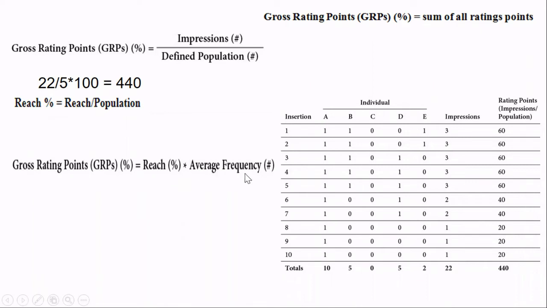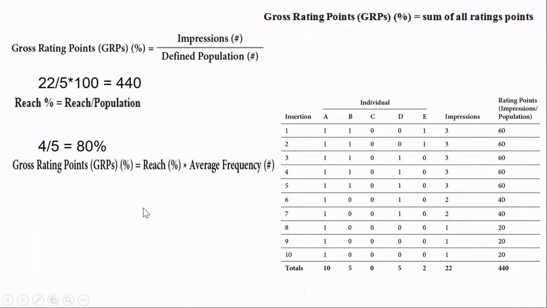But you could be given reach percentage and average frequency, and then you can use that to determine gross ratings points. Reach percentage you calculate as the total reach divided by the total population. Reach is just the number of individuals who saw the ad. So in this situation, reach is 1, 2, 3, 4. You would not include individual C because they never saw the ad. So reach is going to be 4 divided by the total population, which is everyone, again, regardless of if they saw the ad or not, which is 5. So your reach percentage is 80%.